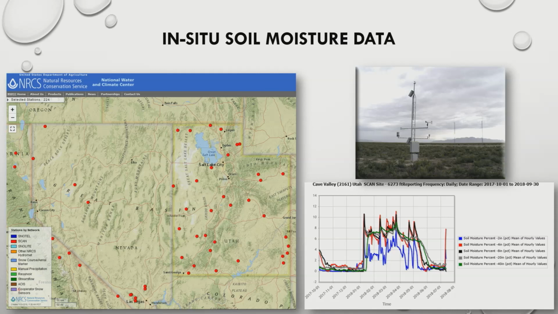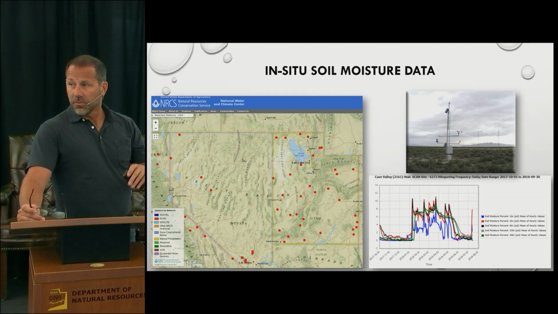I'll take a look and see if a particular rain event or snow has impacted just the surface layers, or is it getting down into the root zone?